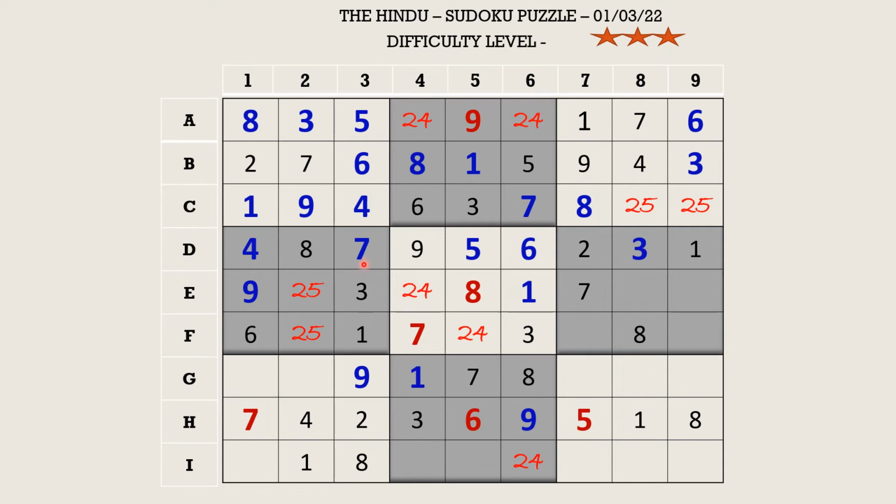In column 4, the only missing number is 5. In this block, in 8th block, the only missing numbers are 2 or 4 here. In column 2, the only missing number is 6. Now in this 7th block, there are 2 empty cells. Missing numbers are 3 and 5. There is a 5 here in I row. So I1 takes 3 and G1 takes 5.